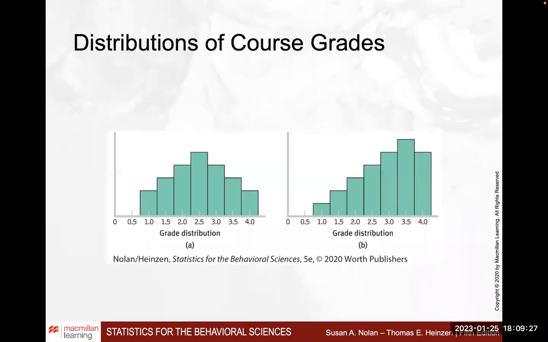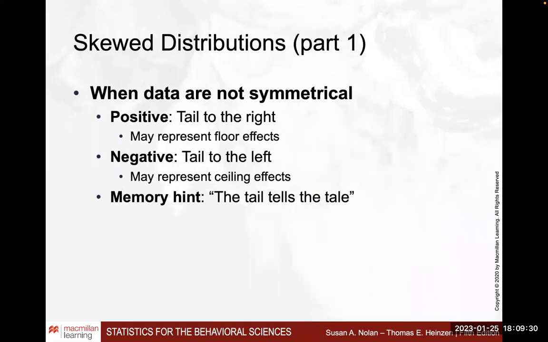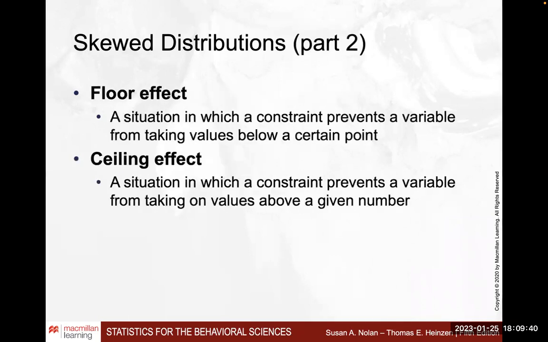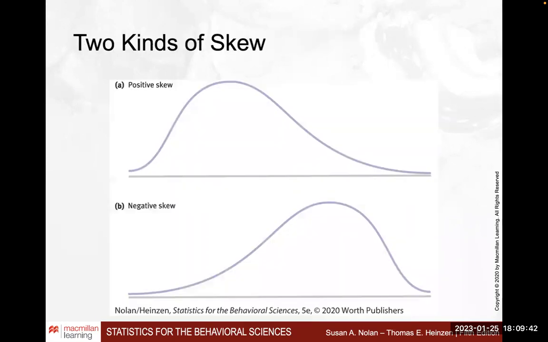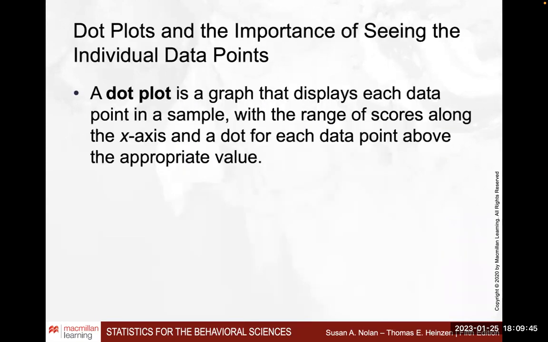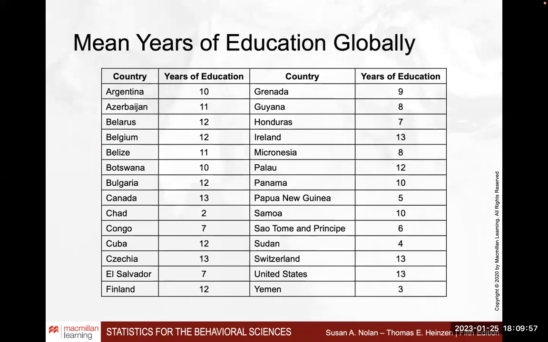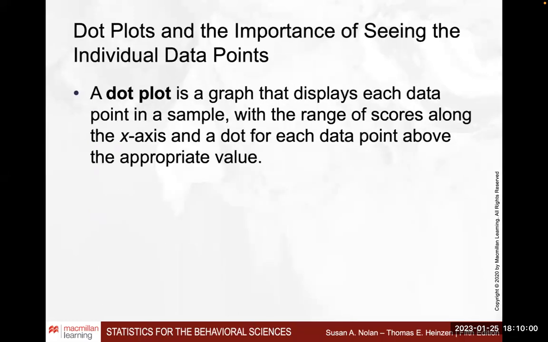Then we have distributions of course grades. We talked about that. The tail tells the tale. So the direction in which the tail points, that's the nomenclature you use. You have a floor effect and the ceiling effect, positive skew, negative skew. Then you have a particular way of depicting data, that's a so-called dot plot. A dot plot is basically a plot which shows you individual entries, and each dot will represent one entry in your data set.